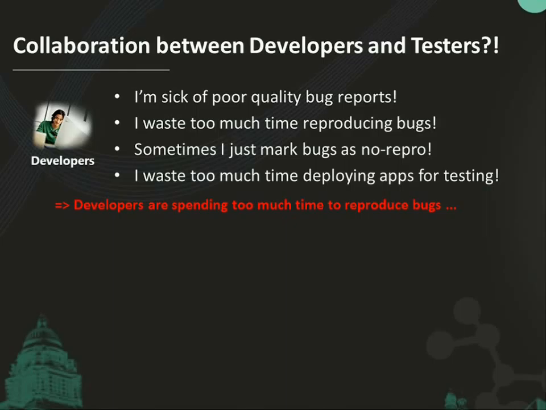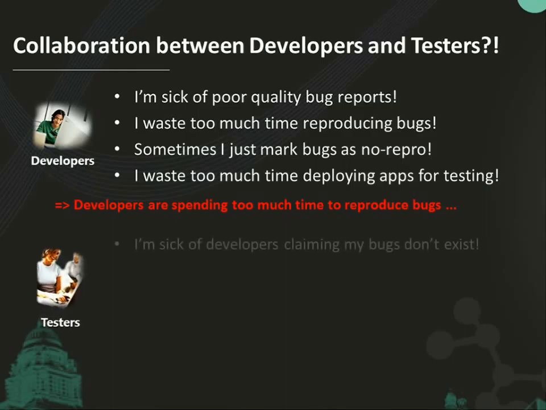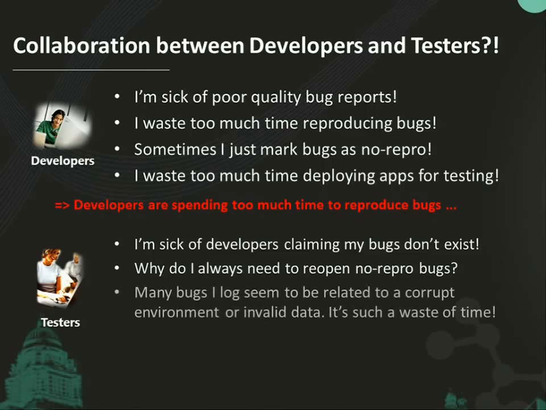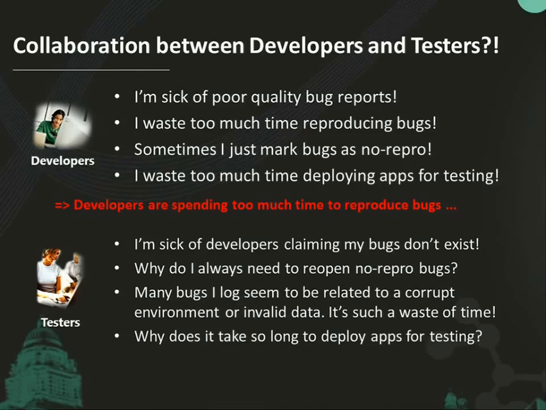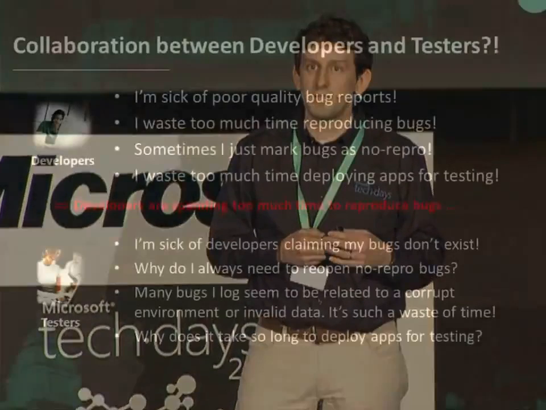That should sound familiar. On the other side, we have the testers, and the testers also have issues. They're also sick of developers claiming that their bugs don't exist. They need to reopen non-reproducible bugs because they are really bugs. Many bugs they log seem to be related to a corrupt environment or invalid data, so it's also a big waste of time for them. And testers don't understand why it takes that long to deploy applications for testing.